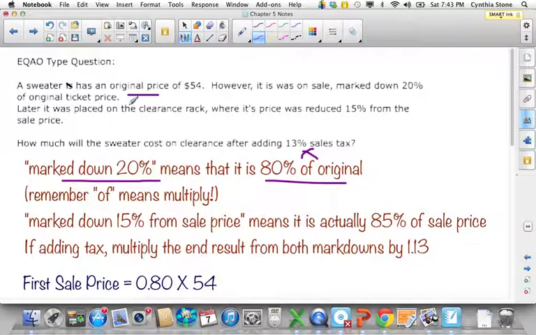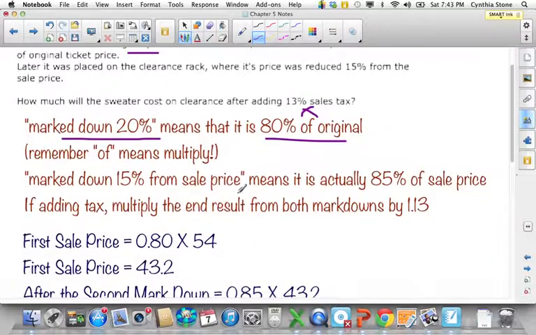Then after that, you have a price, some cost at this point, the first sale price. Then it gets put down another 15%. When you mark it down 15, then you're really paying 85% of the sale price. So there's an original price, then there's the sale price, and then you're actually paying 85% of that. And then at the end, when you add tax, you just take whatever the final clearance sale price is and multiply it by 1.13 because tax is 13%. So you're going to pay basically 113% of the cost.